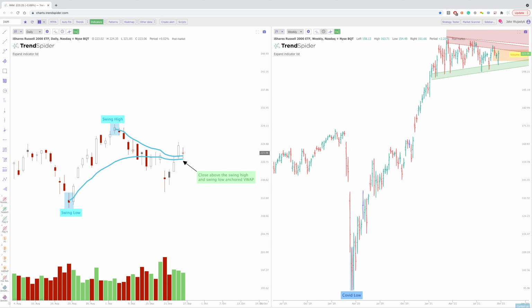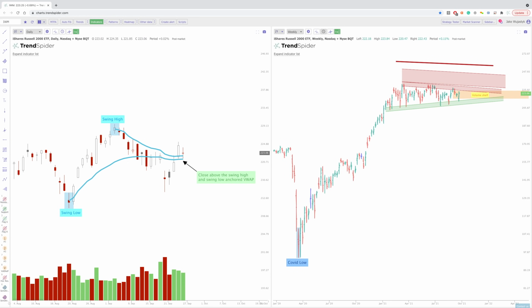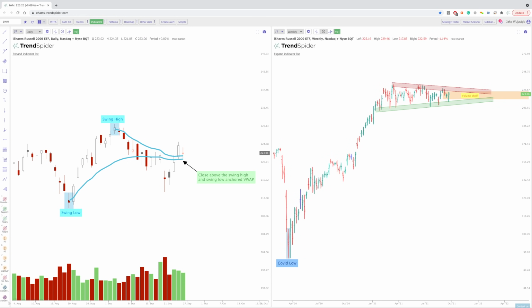I've got this area here that is kind of the symmetrical triangle, that's zones rather than exact trend lines. So it highlights a lot more of the price action and gives us a little more flexibility.